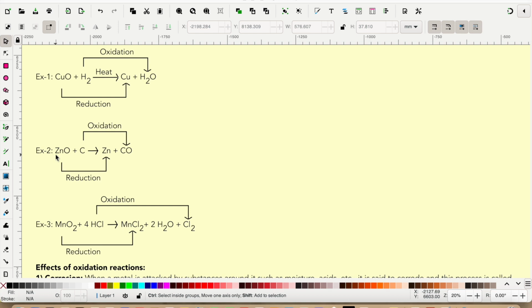In the second example, zinc oxide reacts with carbon to make zinc and carbon monoxide. Here carbon is gaining oxygen, so it is oxidized. ZnO is losing oxygen to make Zn, so it is reduced.